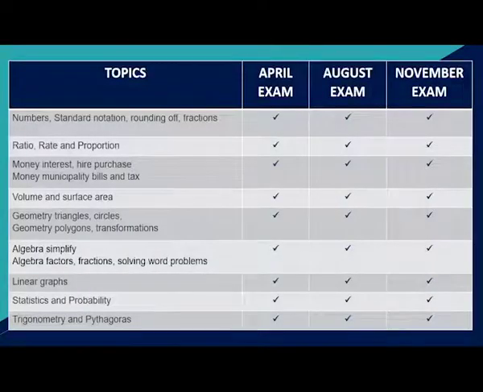There we have the topics, and that's exactly how the study units are set out. The first one's number, standard notation, rounding off fractions, that's all about knowledge that you need to know. That's not a study unit. It starts at ratio as your first, money is the second, volume third, geometry is fourth, algebra is the fifth study unit, and linear graphs is study unit 5, statistics and probability 6, and trigonometry is number 8, as you will see in your study guide.